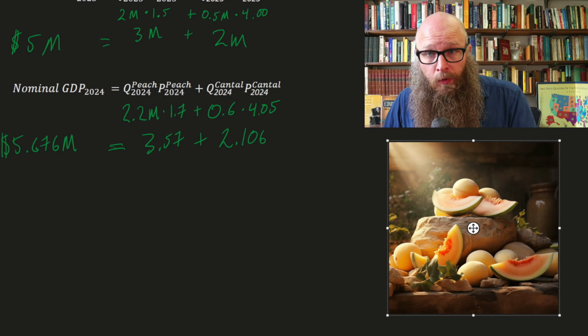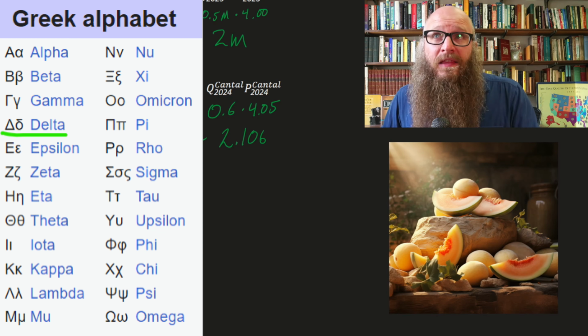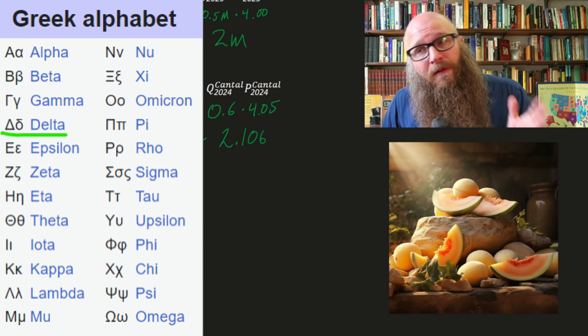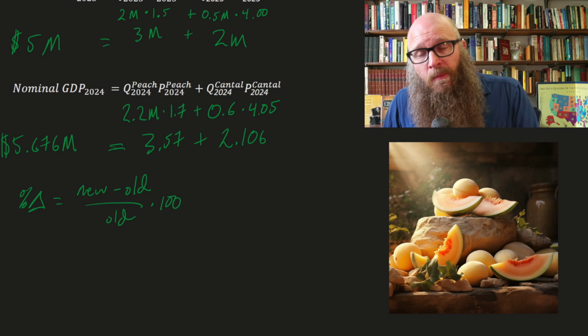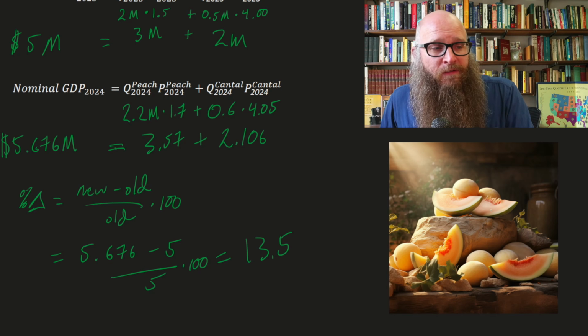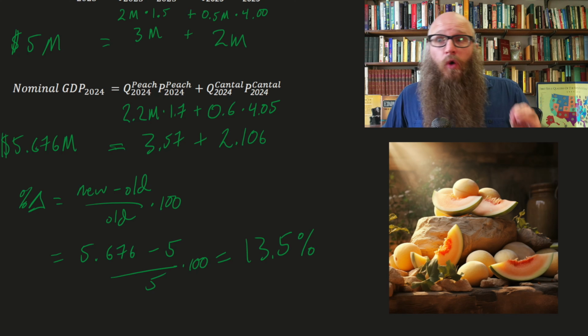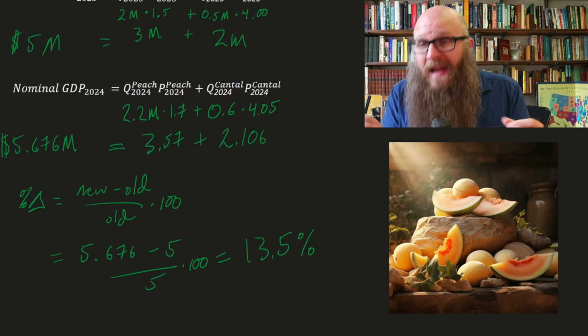Let's put this in a growth rate. A reminder that the formula for a growth rate or percentage change, in this case it's the Greek capital letter delta or the triangle, is equal to new minus old divided by old, and then to get it into percentage units you need to multiply it by 100. So this is 5.676 minus 5 all divided by 5 multiplied by 100. 13.52%.